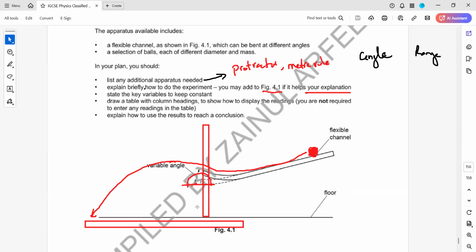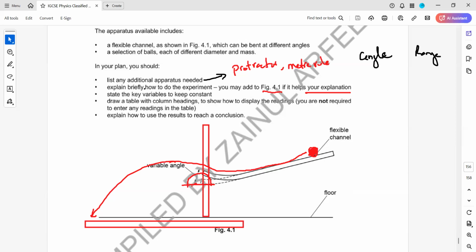So using a 2 meter rule or 2 meter scale, we can determine this horizontal distance as well. So how can it be done? We just set up an angle, roll the ball, and measure the range by using a meter rule. And then we repeat the experiment, but don't only say repeat the experiment.